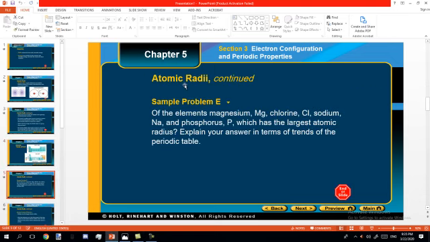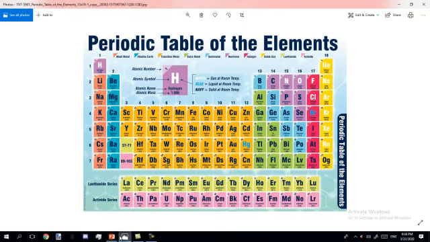So this is a question. Of the elements magnesium, chlorine, sodium and phosphorus, which has the largest atomic radius? And explain your answer. So we have magnesium, chlorine, sodium and phosphorus. Back to the periodic table. Magnesium, chlorine, aluminum, phosphorus and sodium, of course. Now, as you see, they are all found in the third period. All the elements listed in the question are found in the third period.